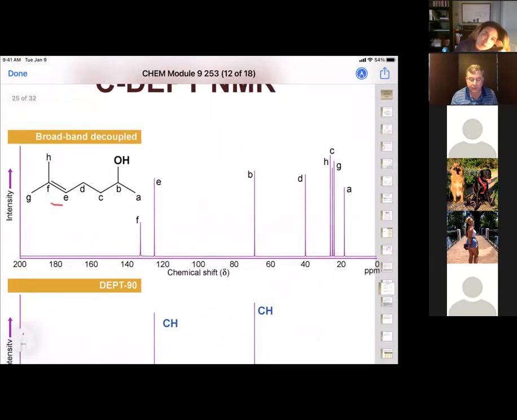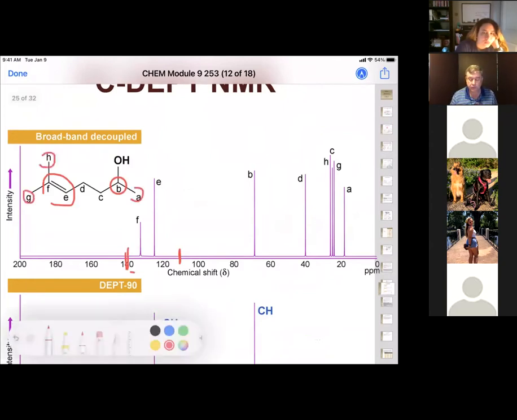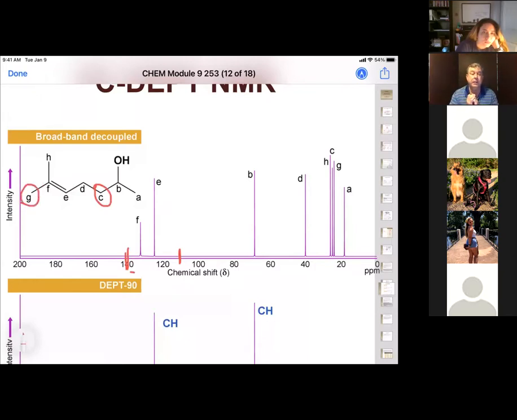Okay, so we have a double bond. So we're going to have something in the 90 to 140 range. We have something with an oxygen on it. So that's going to be something in the 60 range. Then we have some hydrocarbony things. Those are going to be lower, okay, those are going to be lower in intensity. But we can tell the difference between this C carbon from this G carbon by looking at how many hydrogens it has.